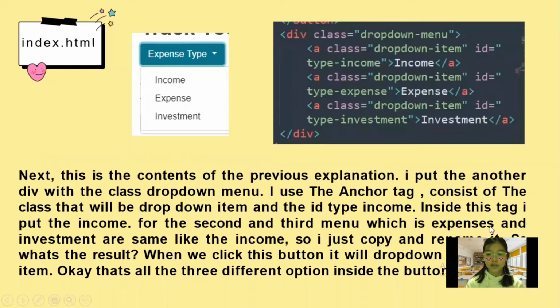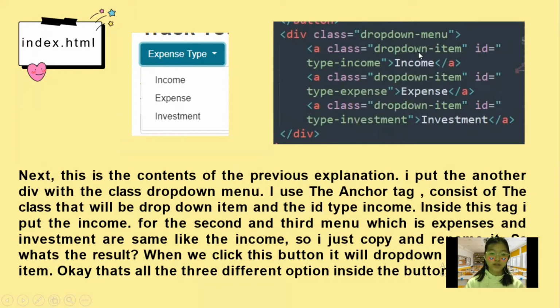I put another div with the class dropdown menu. I use the anchor tag, this A, which has the class dropdown-item and the ID type income, like this. Inside this tag, I put income. The second and third menu items, which are expense and investment, are the same as the income. So I just copy and rename it.